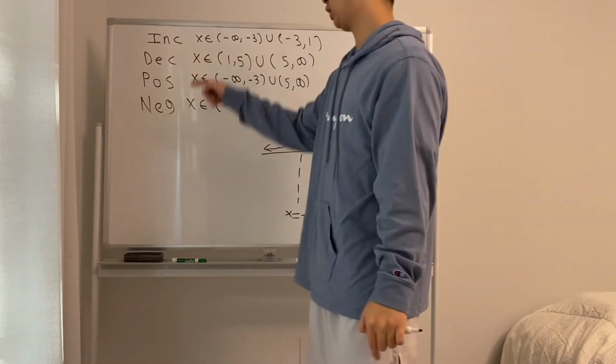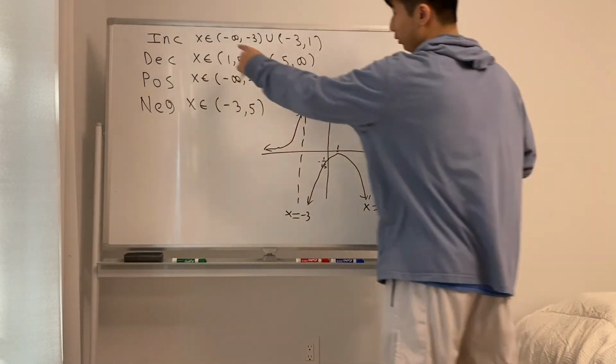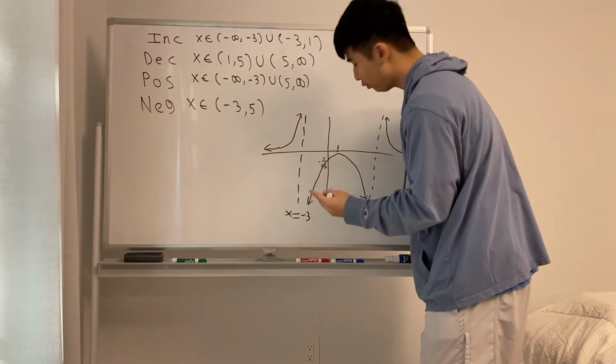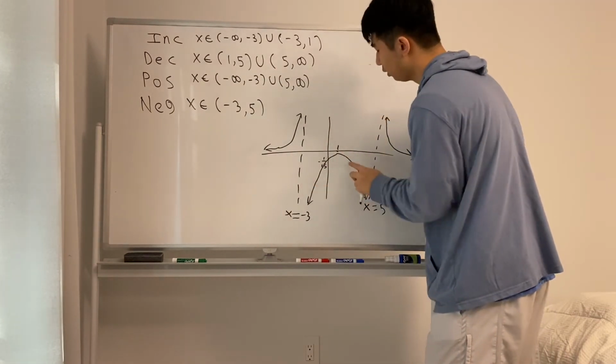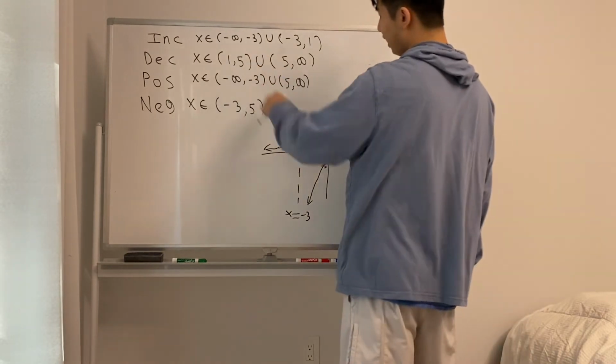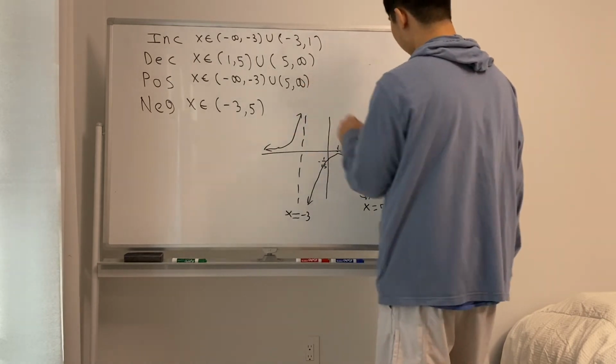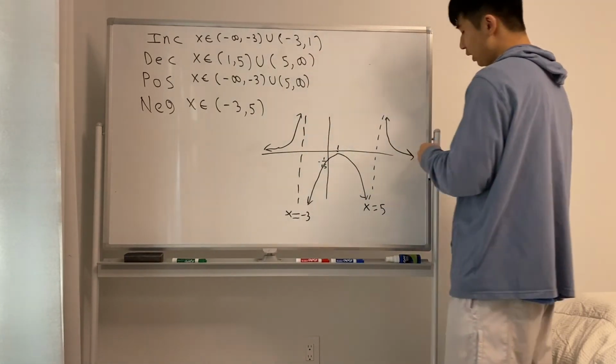And then for decreasing, same thing, 1 to 5. At 1, it's a circle bracket because it's not decreasing at 1 either. At 1, it's doing nothing. But after 1, it decreases. And circle bracket for 5 because 5 is a vertical asymptote. And it's also decreasing from 5 all the way to positive infinity.